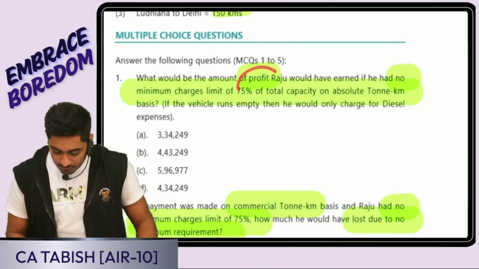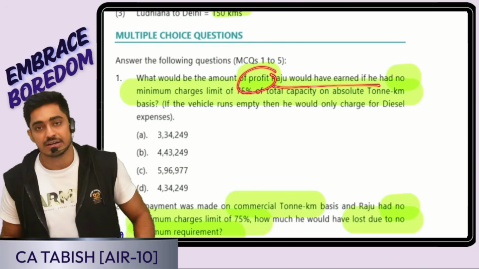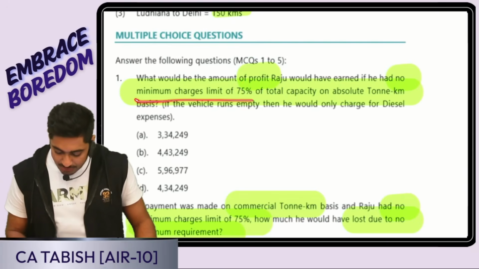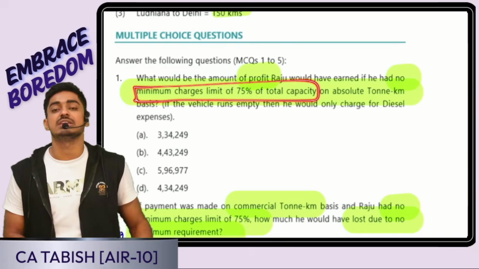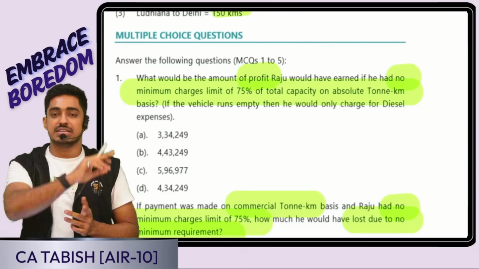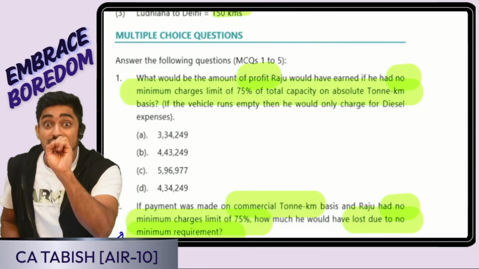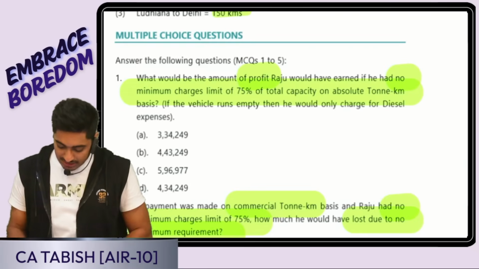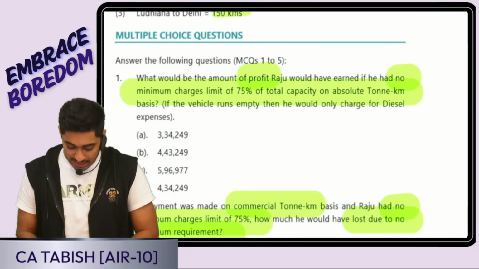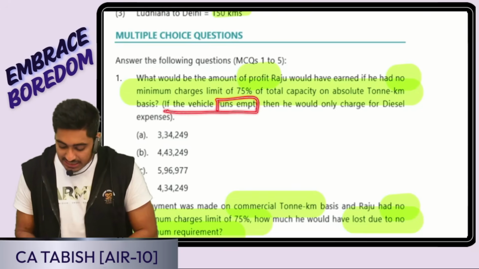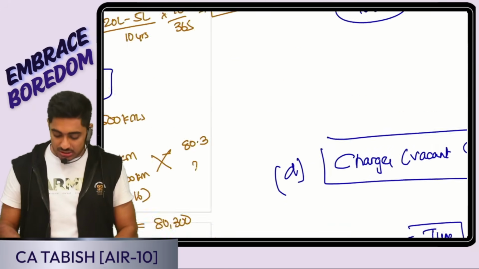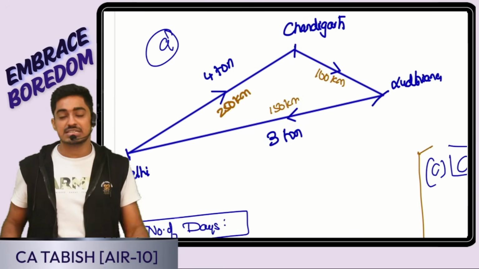What will be the amount of profit Raju would have earned? How much profit he will make if he had no minimum charges limit of 75% on total capacity? That means the question says I want a bare minimum of 75% of my capacity in every trip. If that condition is not there, then how much profit will I be making on the basis of absolute ton kilometer, exact calculation. And the question says if the vehicle is running empty, then he will charge for the diesel expenses. That means understand what is happening. Yes, the minimum 75% requirement is not there.